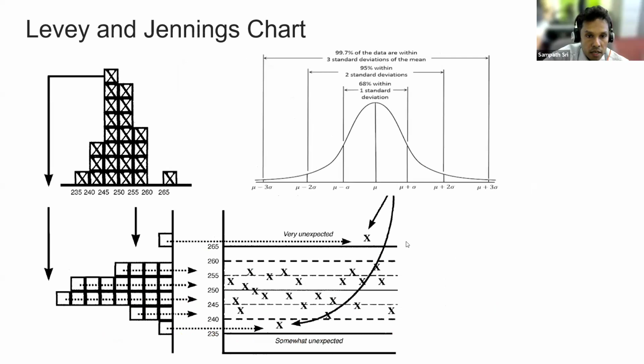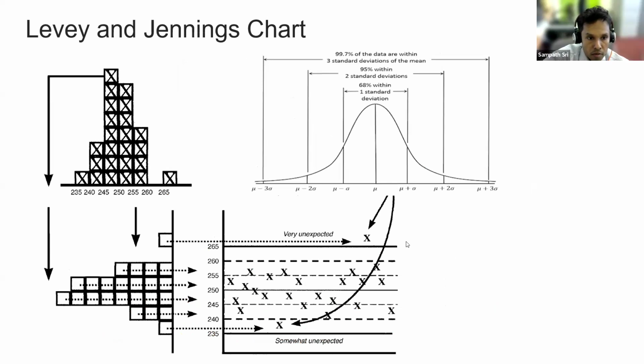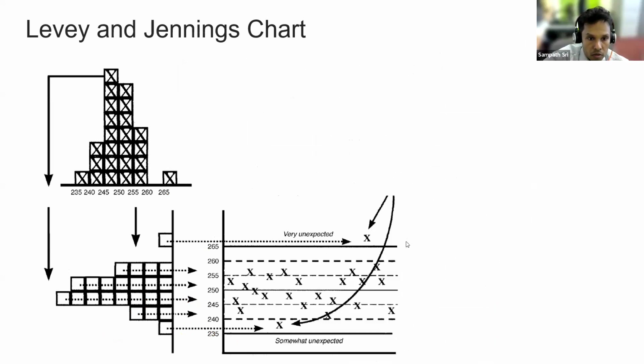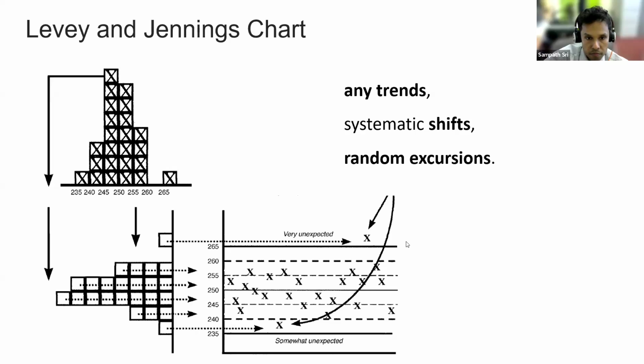So in a Levey-Jennings chart, we take this same bell-shaped curve and change its direction, so we plot it against time. You can see here our values, and here is the time, and this will help us to identify any trends, shifts, or random errors.